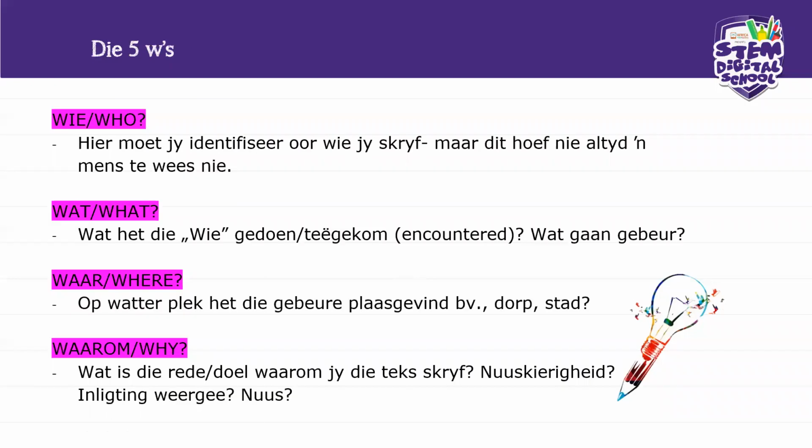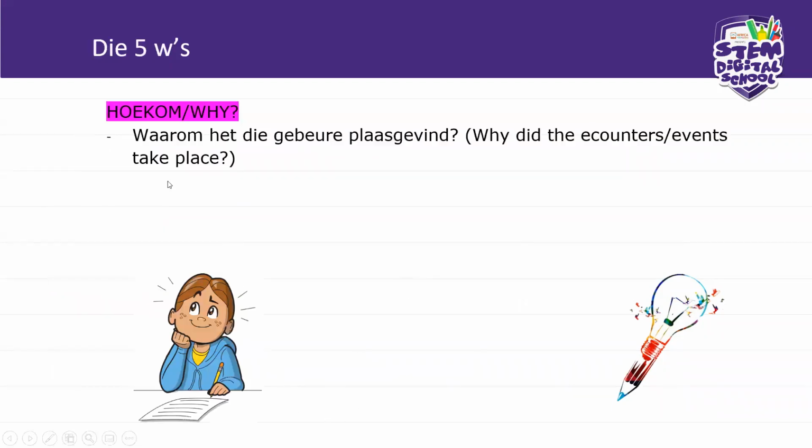And now we go to the last part, which refers to the hoekom or why. Now, just go back there. Waarom? This indicates why you are writing the text. Is it there to make somebody nosy? Nee? Now, hoekom? This is where we identify why the events in the story took place. So, for instance, waarom het die gebeure plaasgevind? For instance, there was an explosion, a bomb went off, because somebody pressed the wrong button. So, hoekom? Because somebody pressed the wrong button. Okay. The girl's teeth got knocked out by a hockey ball. Why? Because she stood in the wrong place. Or because somebody wanted to get back at her for something. So, there is the example. Né? So, please take a picture.